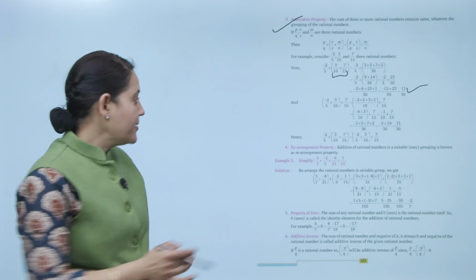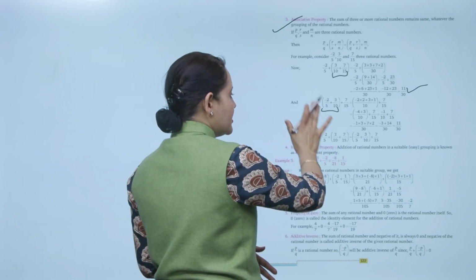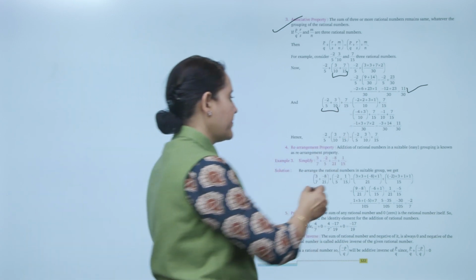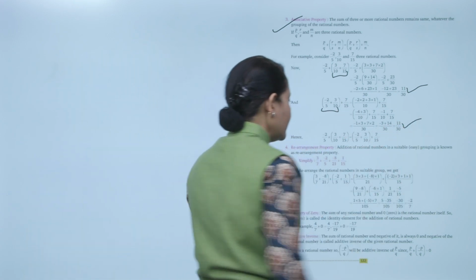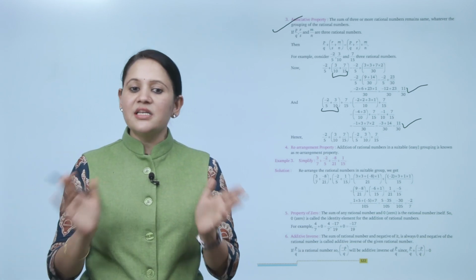Now we change the grouping. First we'll add these two numbers, then to the sum we get we will add 7 upon 15. Again the answer is the same, 11 upon 30. So if we change the grouping, the sum will remain the same.